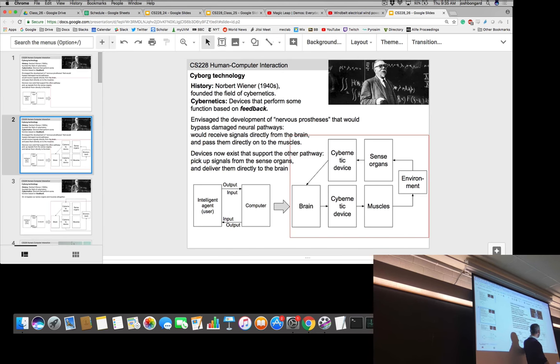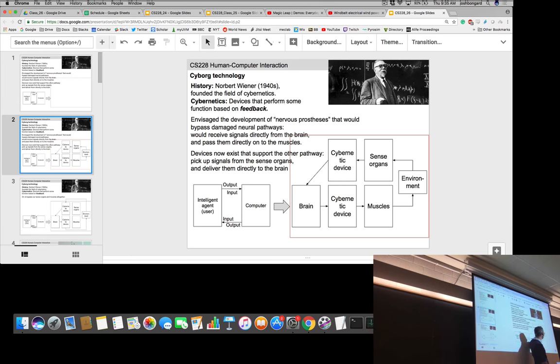Imagine that we have a subject in which communication is broken down between the brain and the muscle. We have someone who has a spinal cord injury. We cannot send signals from the brain to the muscles. So we're going to implant a cybernetic device in the middle.